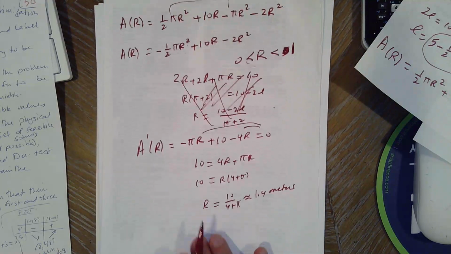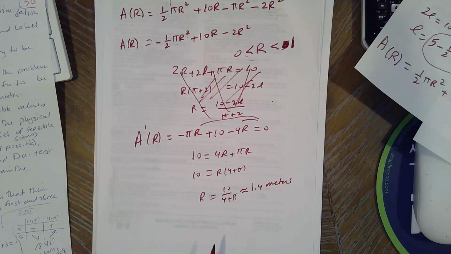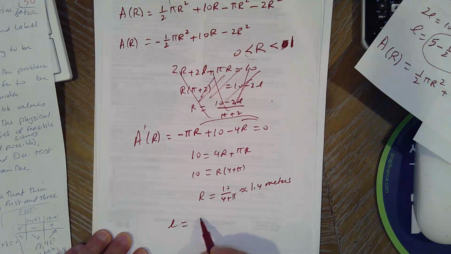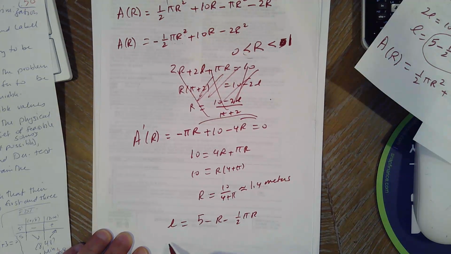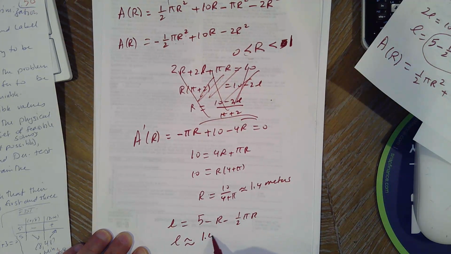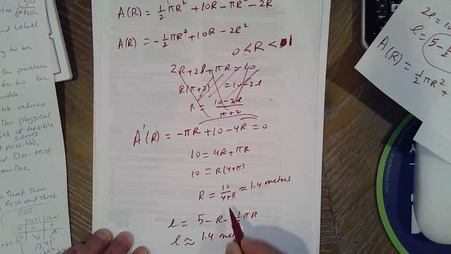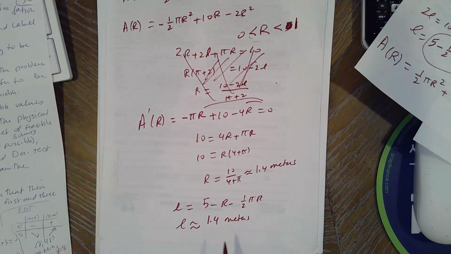And if you find L, they want the dimensions, so find L. L is 5 minus R minus half pi R. It's also roughly 1.4 meters. You can check that out. Now, how do we know this is the dimension of the Norman window with largest area, whose perimeter is 10 meters?